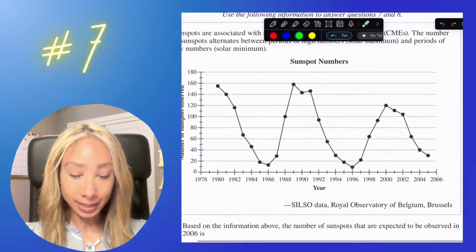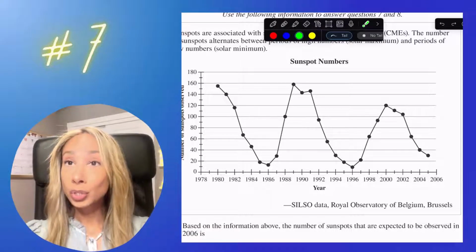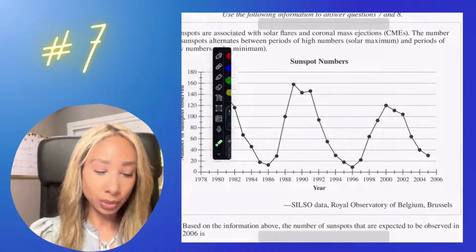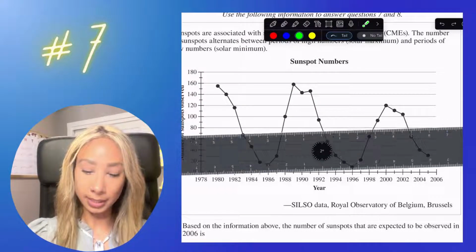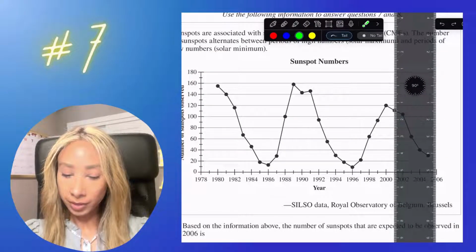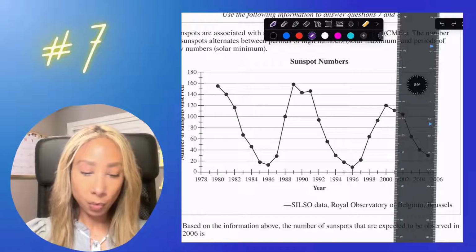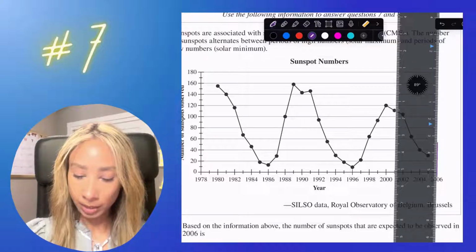With something like this, really what they're asking you is, do you know how to read a graph? So we're going to look at this graph and ask, what's happening in 2006? The first thing I'm going to do is draw a vertical line where the year 2006 is. That's just going to help me pinpoint the information that I need to know. So there's my line there.